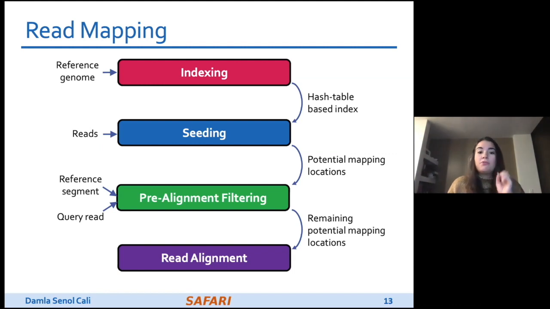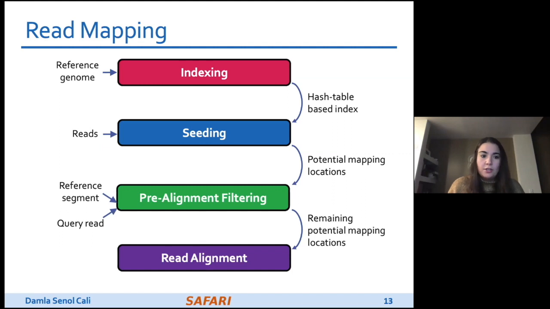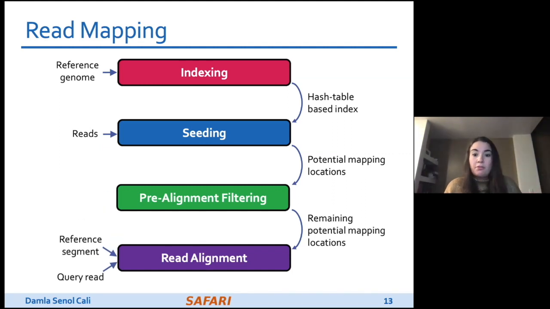And then for the filtered remaining mapping locations, we get the reference segment and query read in the fourth step, and perform read alignment, also called seed extension, which performs a dynamic programming based algorithm to determine the best location of the query read and to find the optimal alignment.